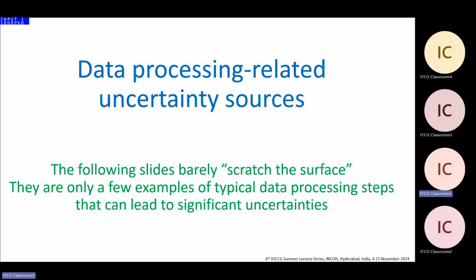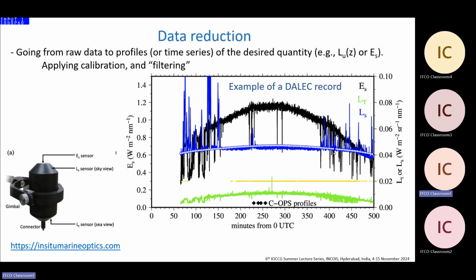Okay, to conclude, the third and important source of uncertainty is this: when you have perfect instruments, you are doing your best at sea, and you have excellent data, then you need to process all that to derive your KDs, reflectance, and so on. And again, just a few quick examples to illustrate this.